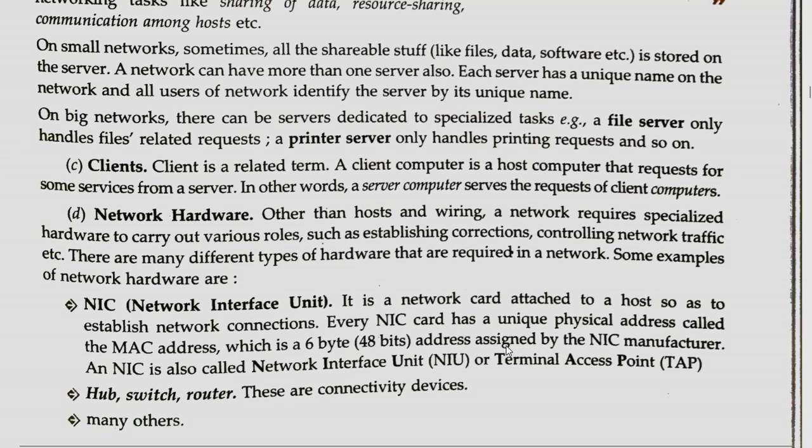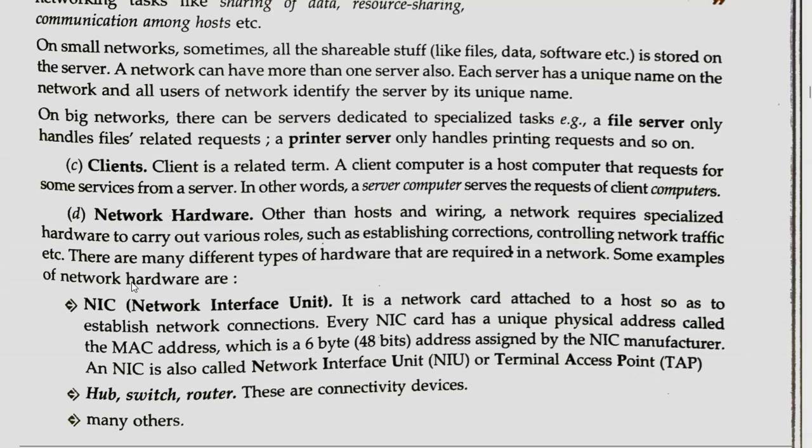Now every NIC card has a unique physical address called the MAC address, which is a 6 byte, 48 bit address assigned by the NIC manufacturer. Whoever the NIC manufacturer is, it creates a MAC address for these NIC cards. NIC is also called the network interface unit, NIU, or terminal access point, TAP. So these three names are there for the NIC: first the NIC, that is network interface card, or NIU, network interface unit, and also a third name, the terminal access point, TAP.